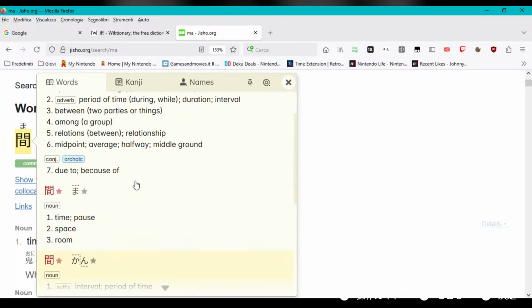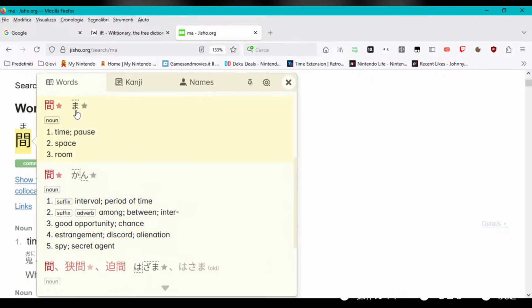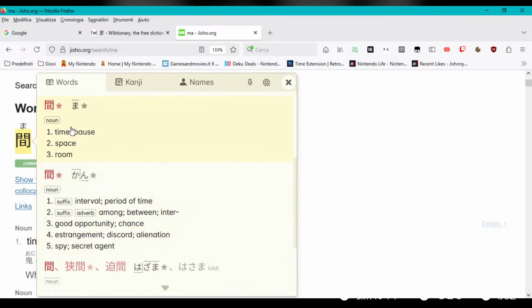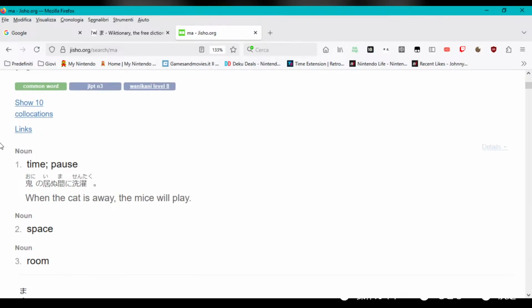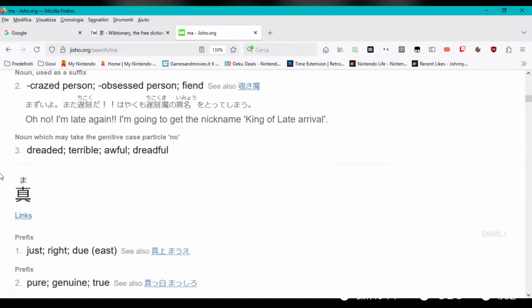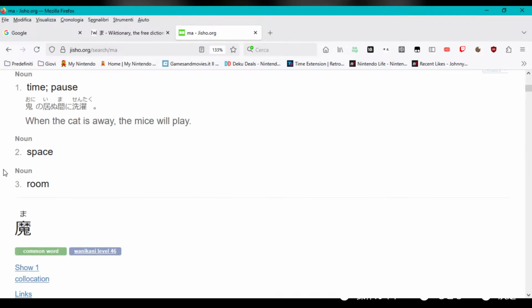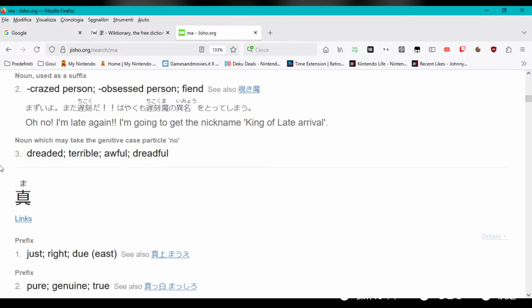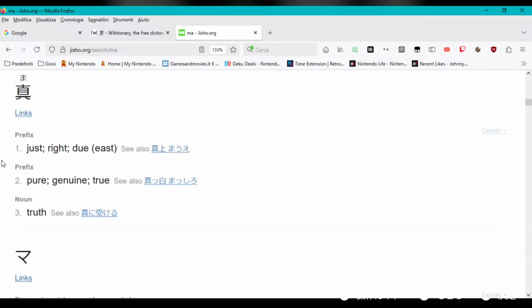Why am I talking about that? Because then we have ma, unaccented, which also means time, pause, space, room. Aida is the more common one, but there are some cases in which we have to use ma. We'll see some of them at a later point. That's an example of a word with ma.